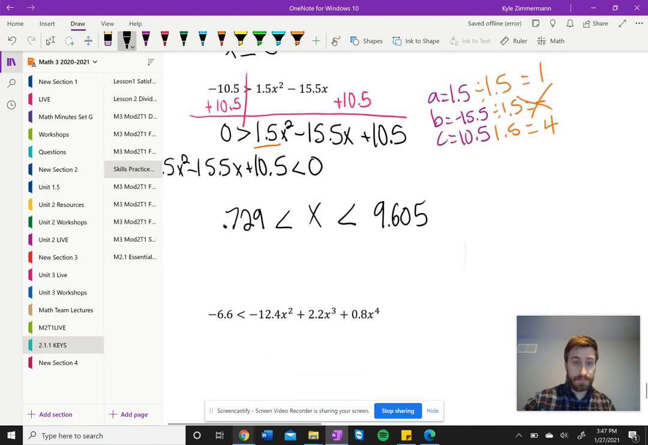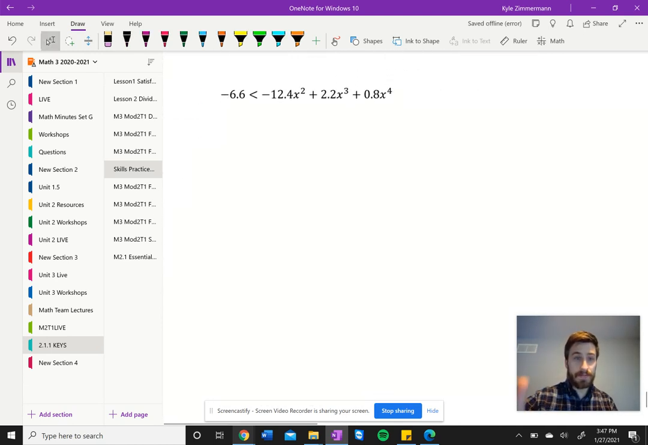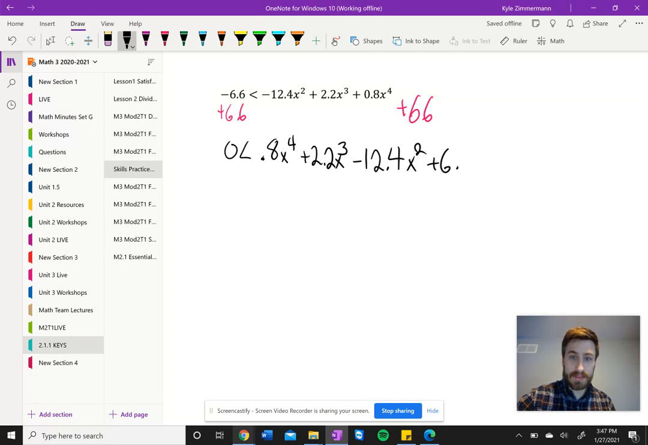All right, next one. Oh gosh, even more complicated. Let me go ahead and add 6.6 to both sides. And I'm going to change the order of this guy. I'm going to write it in normal form. I'm going to write it as 0.8x to the fourth plus 2.2x to the third minus 12.4x squared plus 6.6.